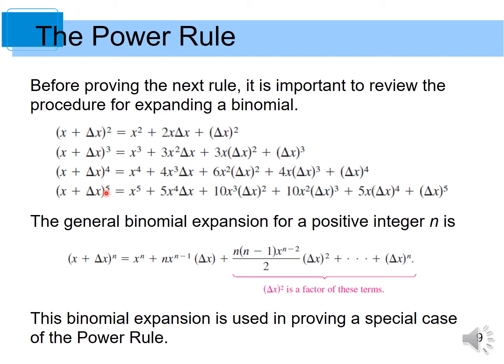And we keep expanding. We will have 4th order, 5th order, 6th order, and so on. So based on the pattern, we can create a formula for the binomial expansion for a positive integer n. And this is the formula. This binomial expansion is used in proving a special case of the power rule.